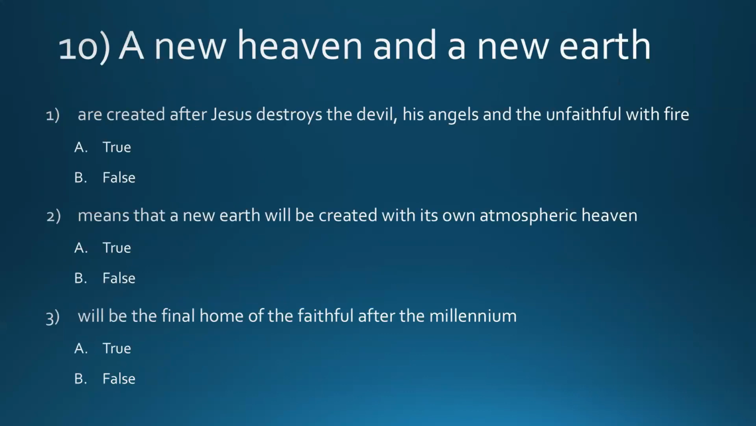And then number 10. Number 10 has three parts. A new heaven and a new earth are created after Christ destroys the devil, his angels, and the unfaithful with fire. Is that true or is that false? 2. A new heaven and a new earth means that a new earth will be created with its own atmospheric heaven. Is that true or is that false? And then the third one, a new heaven and a new earth will be the final home of the faithful after the millennium. Is that true or is that false?